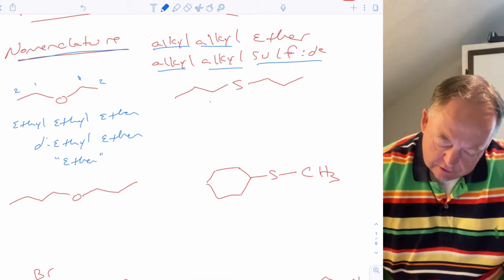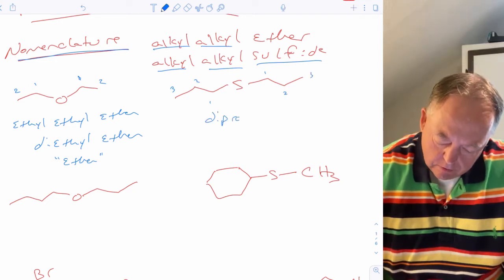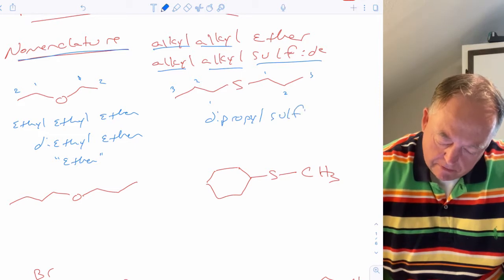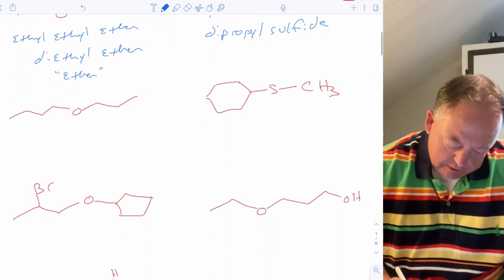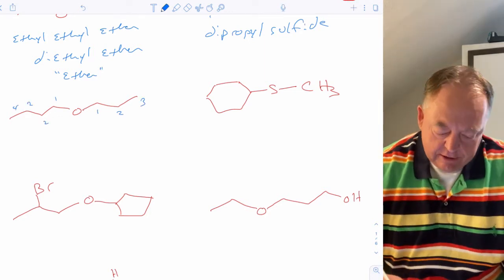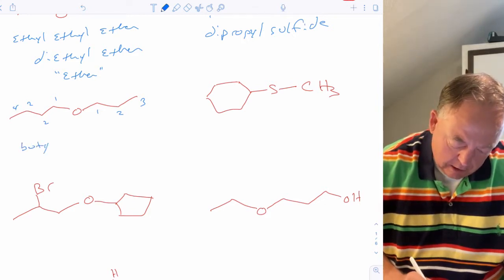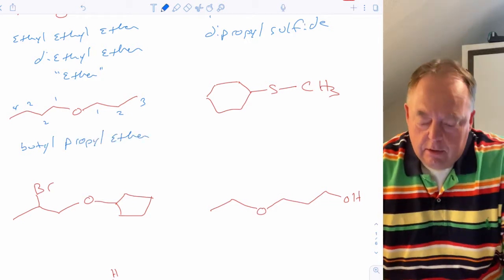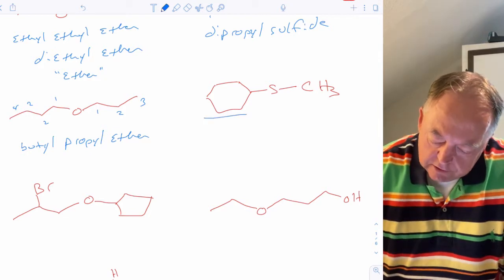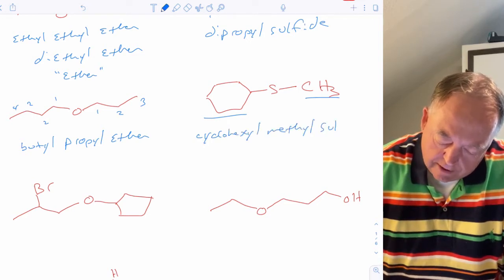And same for the sulfide. So 1, 2, 3, 1, 2, 3. So two propyl groups. So this would be dipropyl sulfide. Okay, so in this case, it's not symmetric. So we have a 3-carbon chain and a 4-carbon chain. So we have a butyl and a propyl. And so you would want to alphabetize. So that would be butyl propyl ether. And so this one, you have a cyclohexyl and a methyl. So again, alphabetized. So cyclohexyl methyl sulfide.